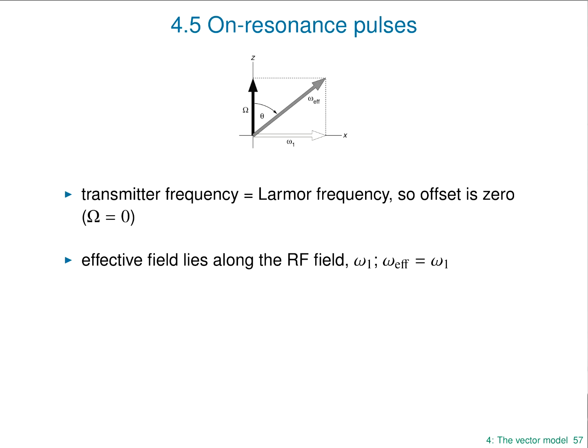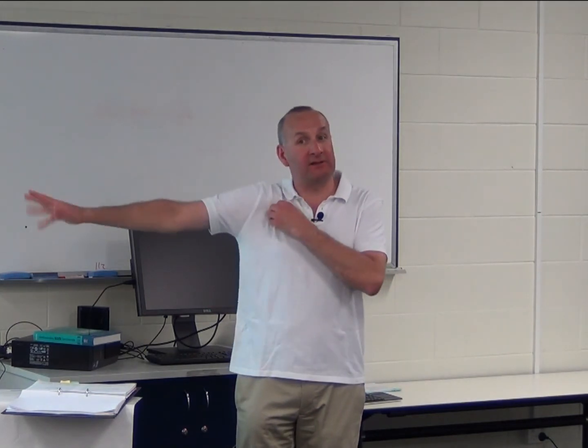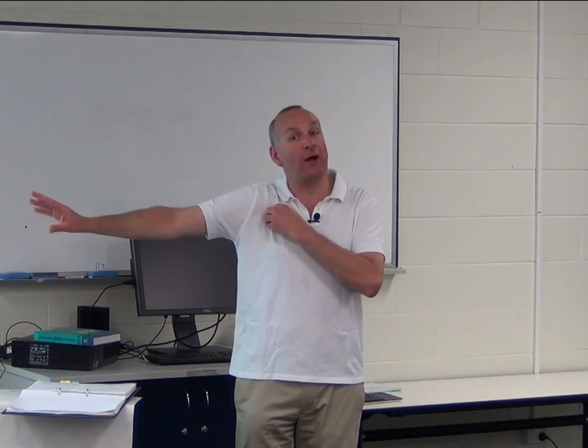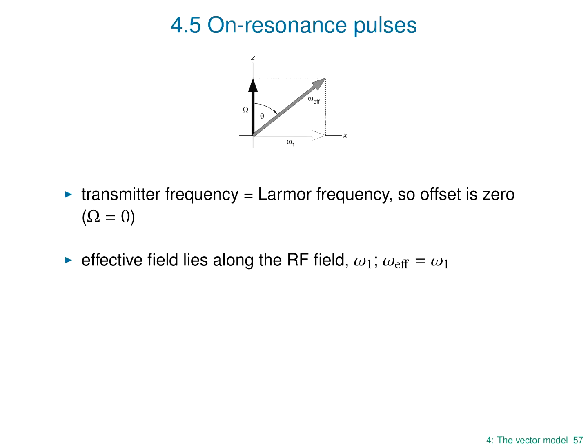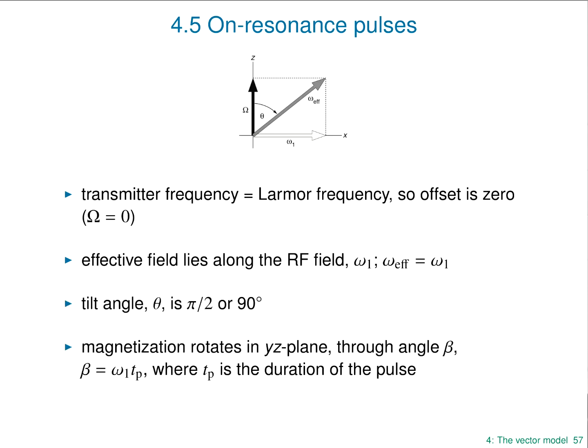So if you are on resonance, as it's called, having the pulse exactly on top of the line, then the only thing that the spin sees in the rotating frame is a magnetic field along x. The Z field has miraculously disappeared completely. And under those circumstances, the behavior is actually very simple. All that happens is the magnetization rotates in the YZ plane.